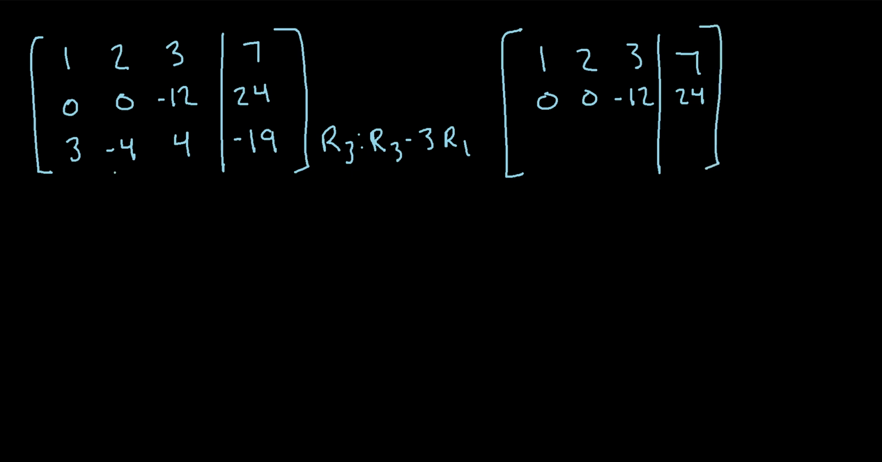Now this third row, we have 3 minus 3 times 1, so that's 0. Next, we have -4 minus 3 times 2. So 3 times 2 is 6. So -4 minus 6 is -10. Then we have 4 minus 3 times 3. 3 times 3 is 9, so 4 minus 9, that's negative 5. And lastly, we have negative 19 minus 3 times 7. 3 times 7 is 21, so negative 19 minus 21, that's negative 40.